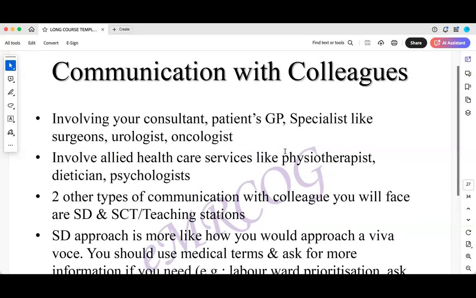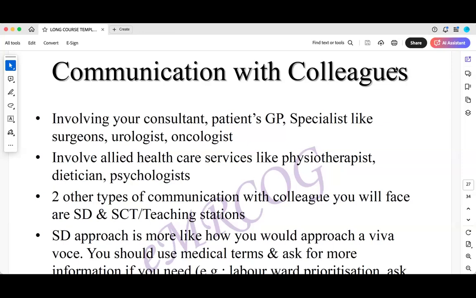Now we have the domain of communication with colleague. Before we discuss the communication with colleague, guys, do you have any question, is the safety not clear to you? Okay, thank you.